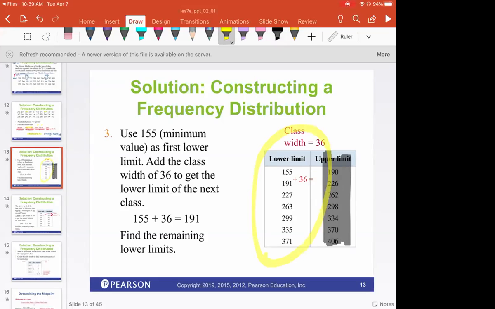Okay, I have my lowest number. I need to make sure I include my lowest number. So that's a good starting point. If it's something off, like let's say we had 156 as our lowest number, and you want to start with a 5 or a 0, you can jump down to 155. But in this case, it started at 155, and that's a pretty nice number. Okay, so we found our class width, we worked this out on our last slide.